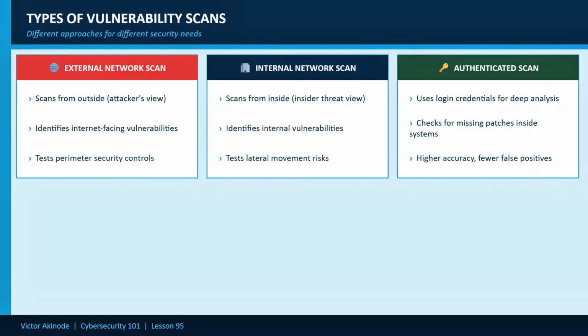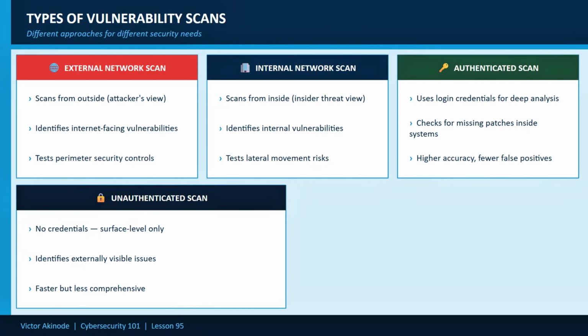It provides higher accuracy with fewer false positives because the scanner can see exactly what is installed, and it identifies software level vulnerabilities that aren't visible without authentication. Now to the fourth one, which is unauthenticated scan.